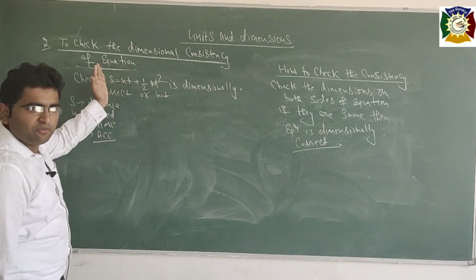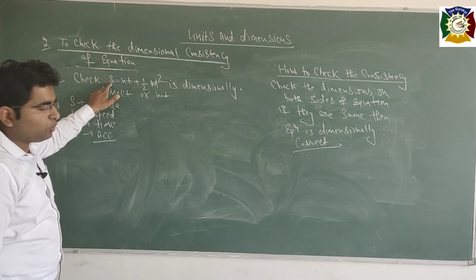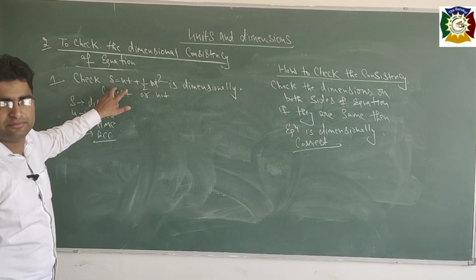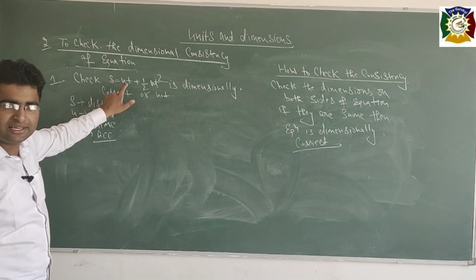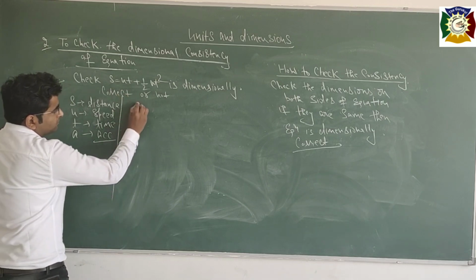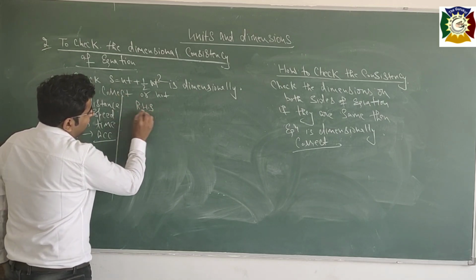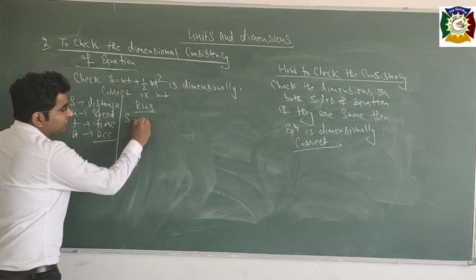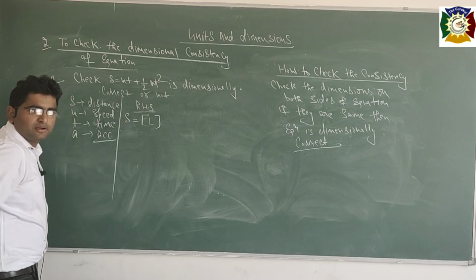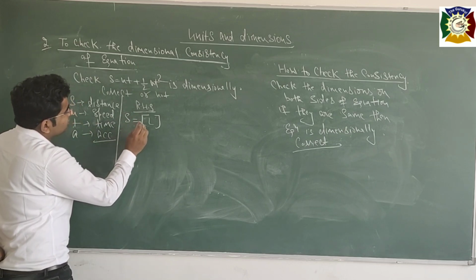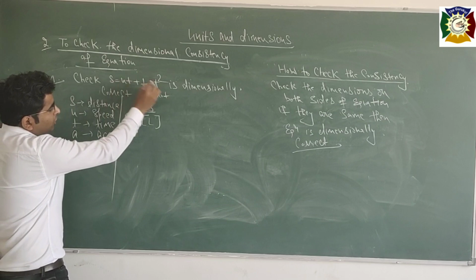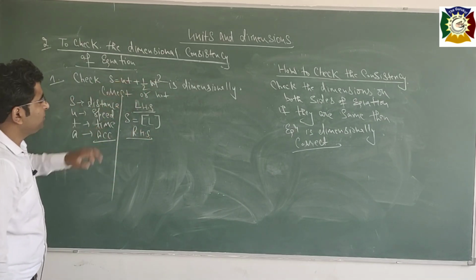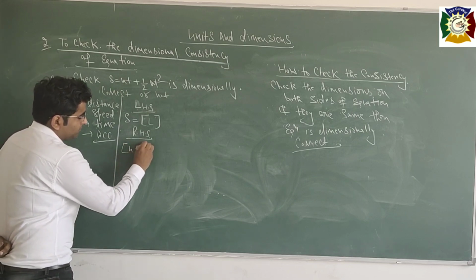On the left side of the equation we will calculate the dimension, on the right side of the equation we will calculate the dimension. If both dimensions are same, then it will be dimensionally correct. Okay, LHS, S, distance has dimension L, clear? Okay. On RHS we have u into t, speed into time.